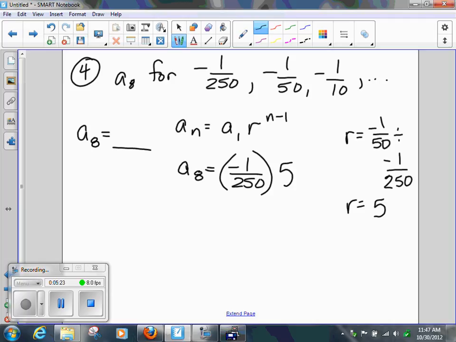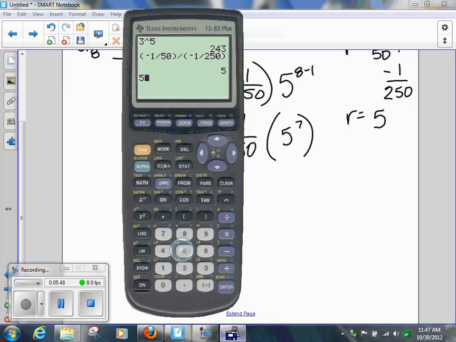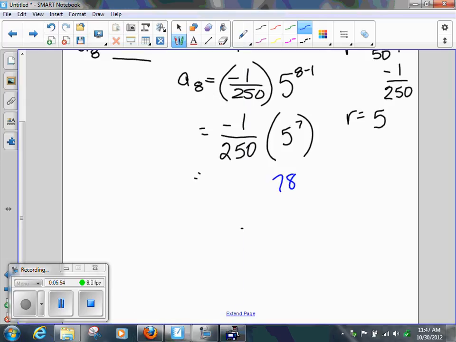So I've got 5 raised to the what? Plug in everything and then I'll simplify. What's n? 8 minus 1. Negative 1 over 250 times 5 to the 7th power. I would assume that 5 to the 7th power is going to be a pretty big number. Do you guys agree with that? Let's see what it is. 5 to the 7th is 78,125.